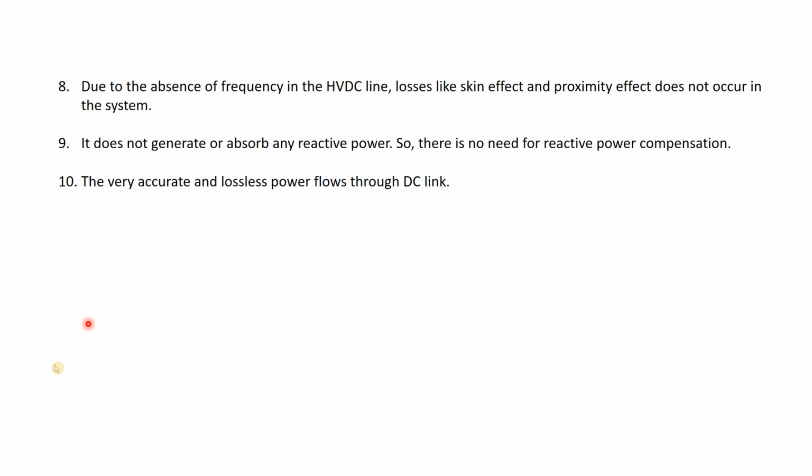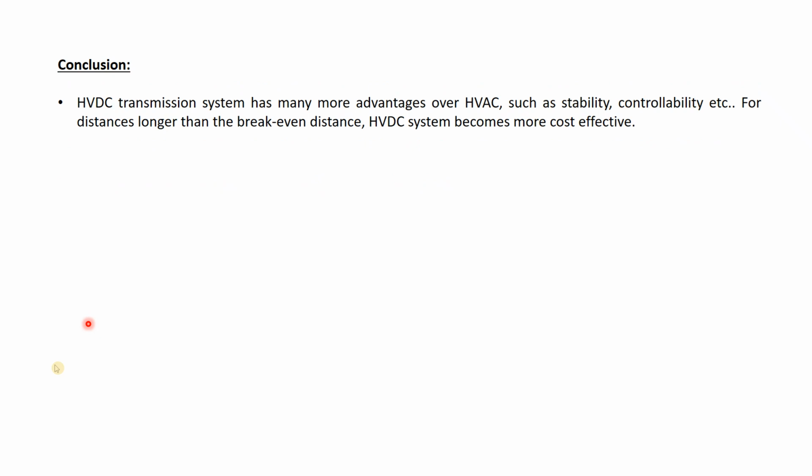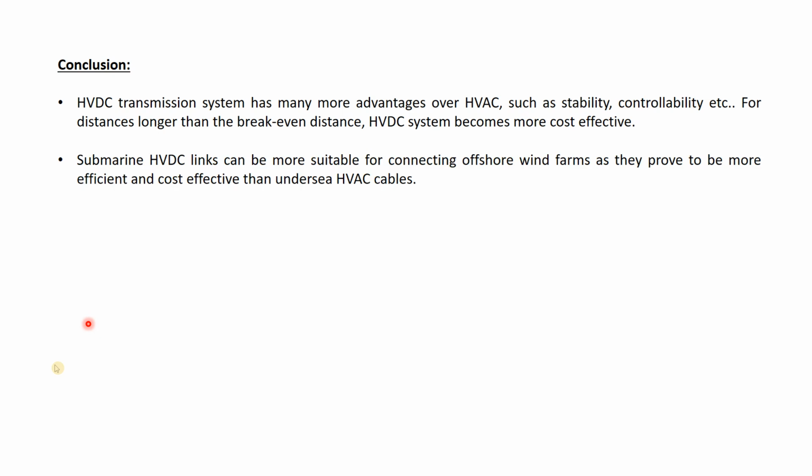They are very accurate and less power flows through the DC link. So this is a conclusion, that the accuracy, or you can say efficiency, is more, and the losses are also very less, because obviously it results in an increase in the efficiency, and also the stability of the system increases. So the conclusion is that HVDC transmission has many more advantages over HVAC, such as stability, controllability, etc. For distances longer than the break-even distance, which we have already discussed in the last class, above that break-even distance, HVDC becomes more cost effective. That means it becomes more economical.